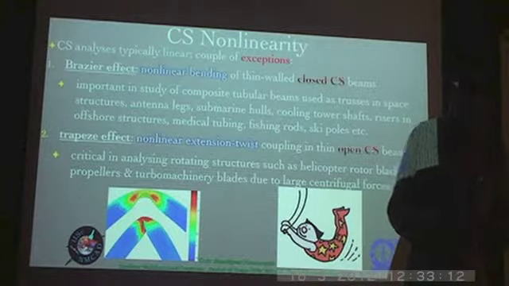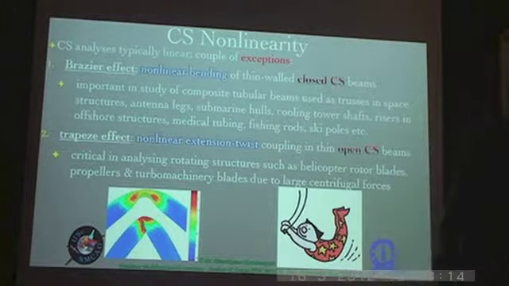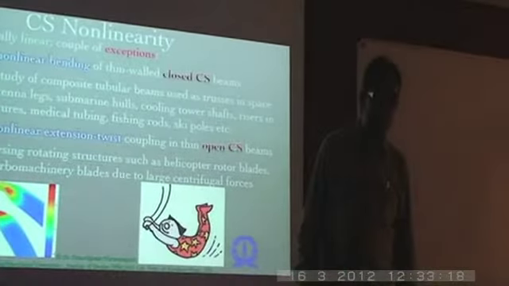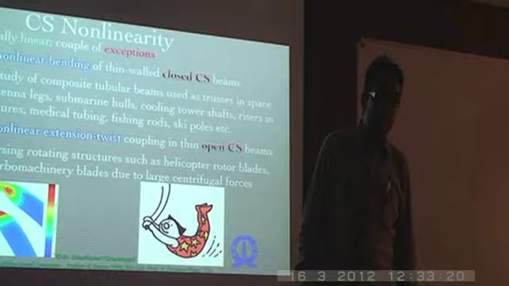if we consider the spars, they are kind of open cross sections, and the whole wing structure, skin structure, if you consider it's a closed cross section, then there is coupling between these two.